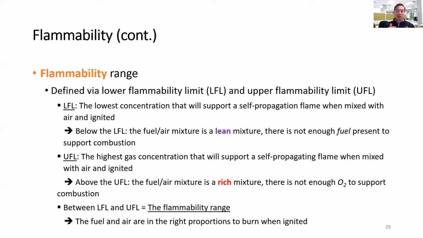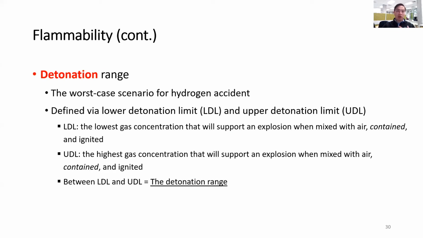And if the fuel concentration is higher than the upper value, then the mixture is called a rich mixture, meaning that you have too much fuel in that mixture and you don't have enough oxidizer, oxygen, to support the combustion. So what I mean is that if you have the fuel proportion within the flammability range, then the fuel and the air are in the right proportion to burn when it is ignited.